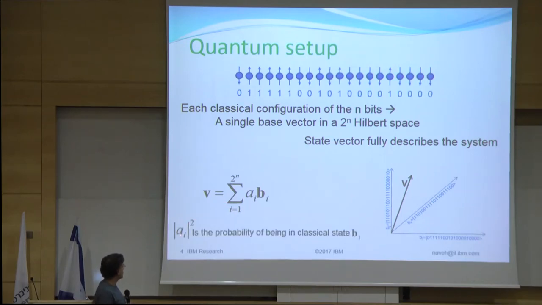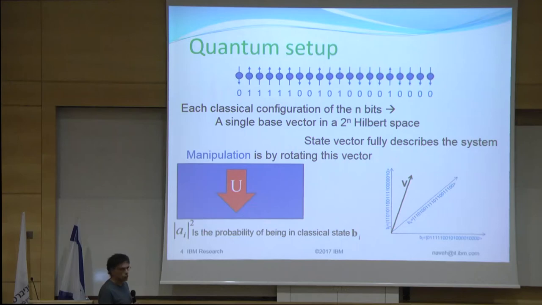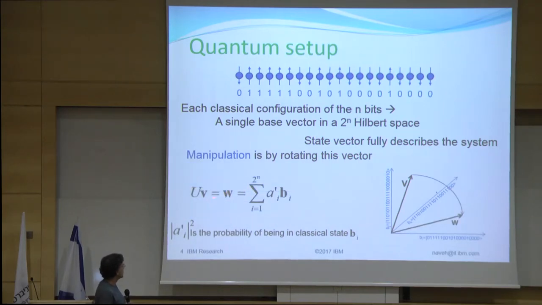And of course, as we know, the interpretation is that the absolute value squared of the amplitude of the coefficient here is just my probability to be in any classical state. And manipulation is also done here in order to have computation. So far I described the state, I described the playground, but now I need to do manipulation in order to do computation. So manipulation is just applying some unitary matrix over this vector. So I started with V, apply some matrix U, and arrive at another vector W, and U is the name of the game here, right?